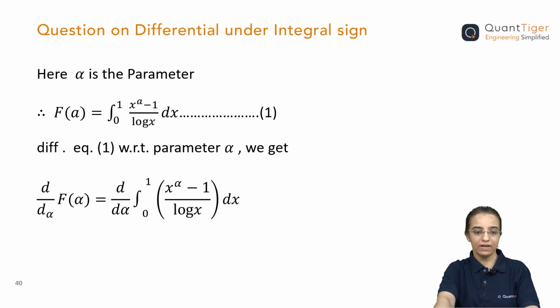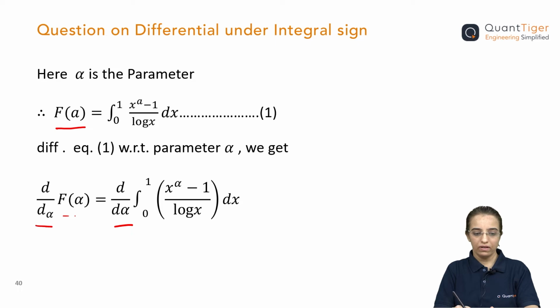So here you see that alpha is the parameter. Now I have considered this given function as a function of alpha, which is the parameter here, and I call it equation 1. Our next step is to differentiate this with respect to alpha, the parameter. So we get d by d alpha, differentiating the left hand side, which is f of alpha, with respect to alpha, and on the right hand side I have done the same thing over here.